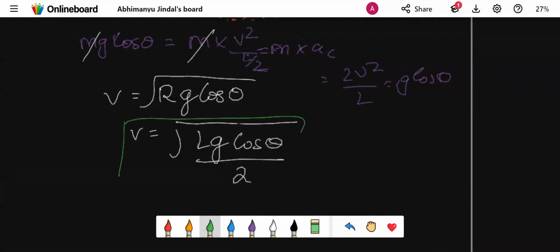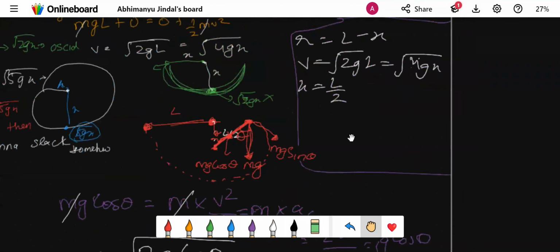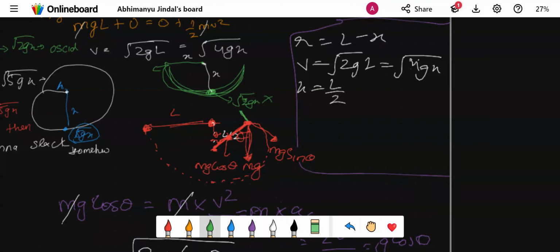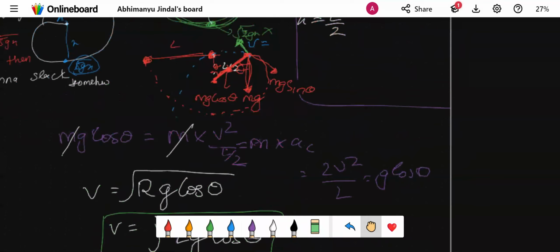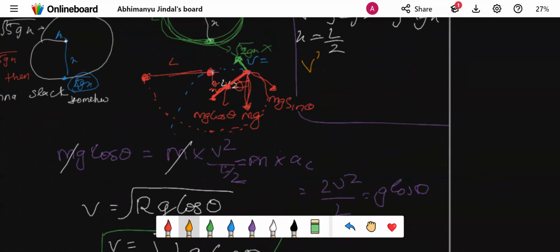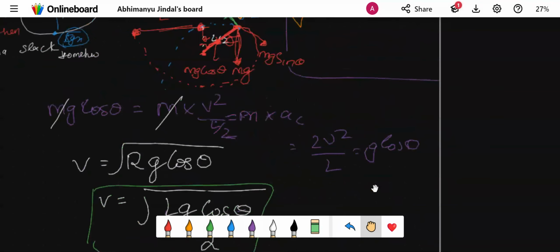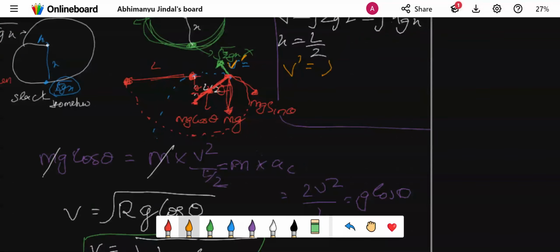So this right here is the final velocity with which it's going to go on a projectile. This is where it's going to slack, and then from here it's going to start off as a projectile like this, with the velocity v which we just found. I'm going to note this data down as v dash. So v dash is the velocity with which it ends the circular motion, which is root of lg cos theta by 2.